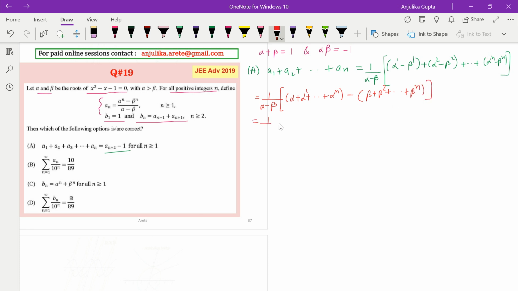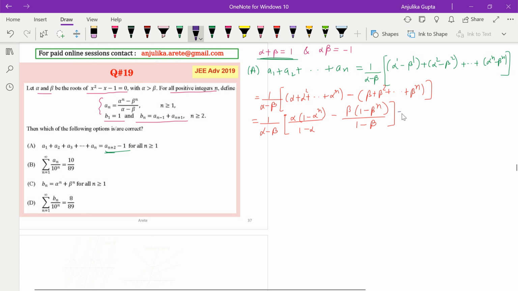So what is the sum of a GP with n terms? You can clearly see that there are n terms. It is a times 1 minus r to the power n, upon 1 minus r. So r is alpha, giving alpha times 1 minus alpha to the power n upon 1 minus alpha. Similarly the other one for beta. Now what do we get? 1 over alpha minus beta. You see what is 1 minus alpha from here? 1 minus alpha is beta. So let's write that this is beta.